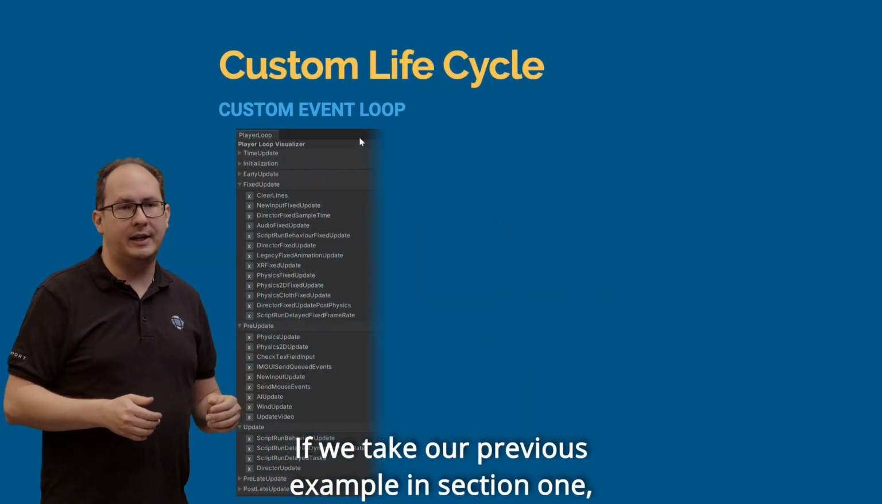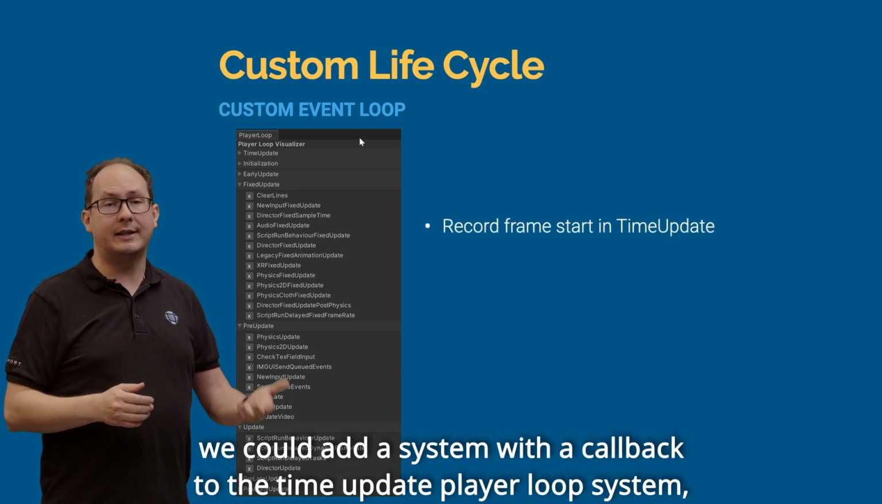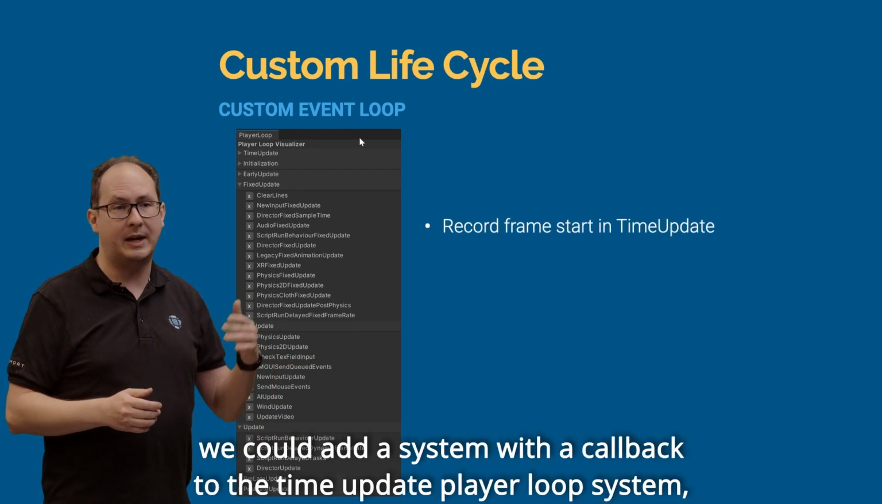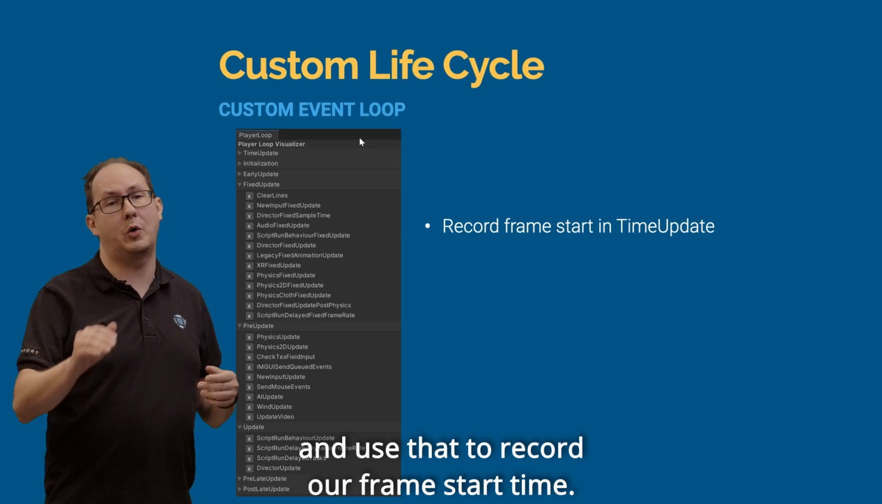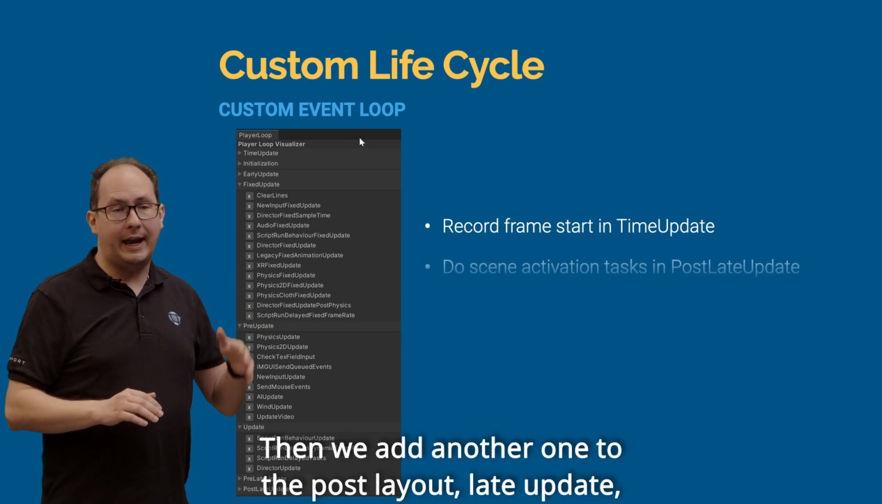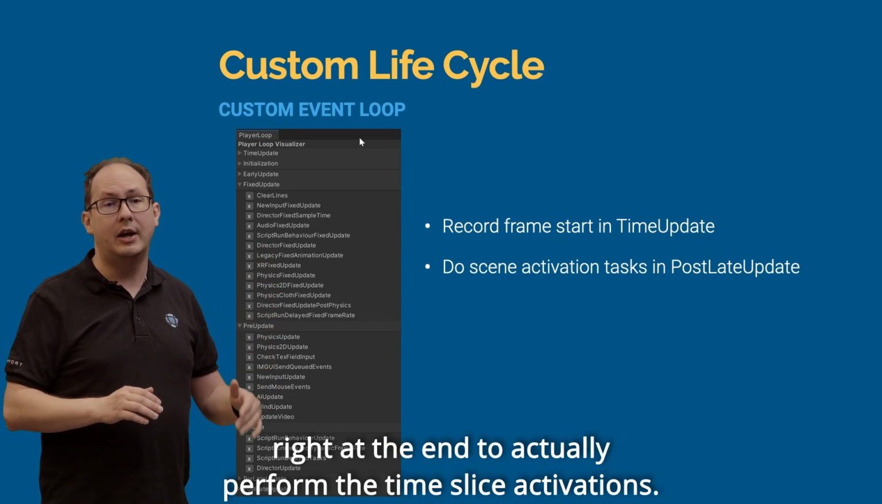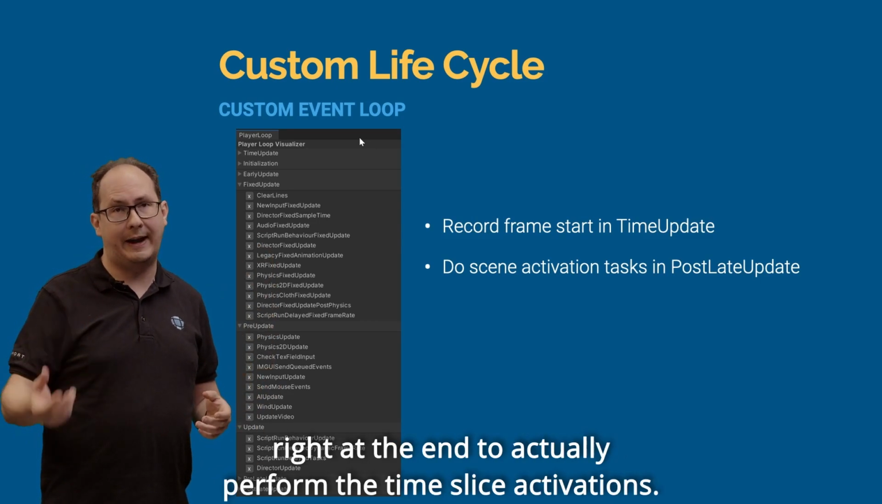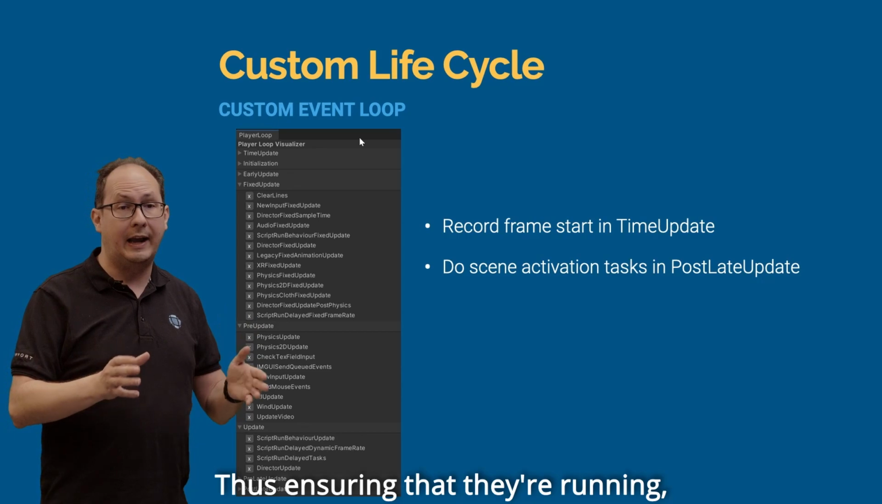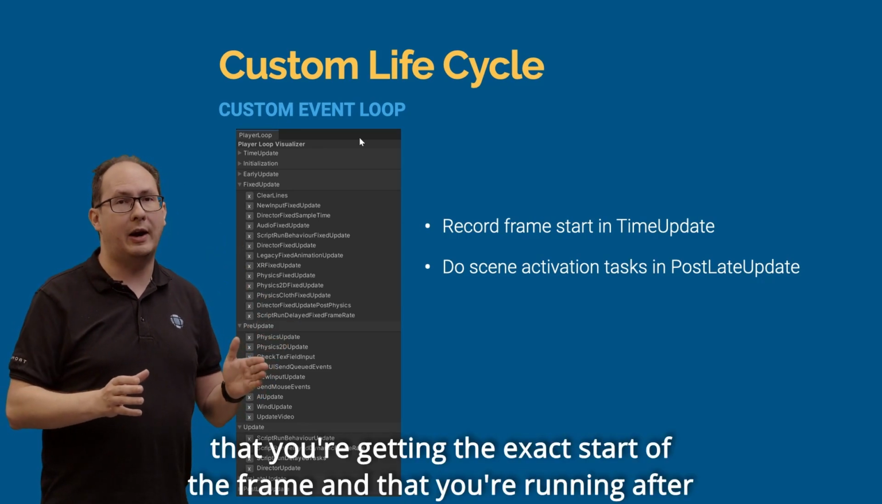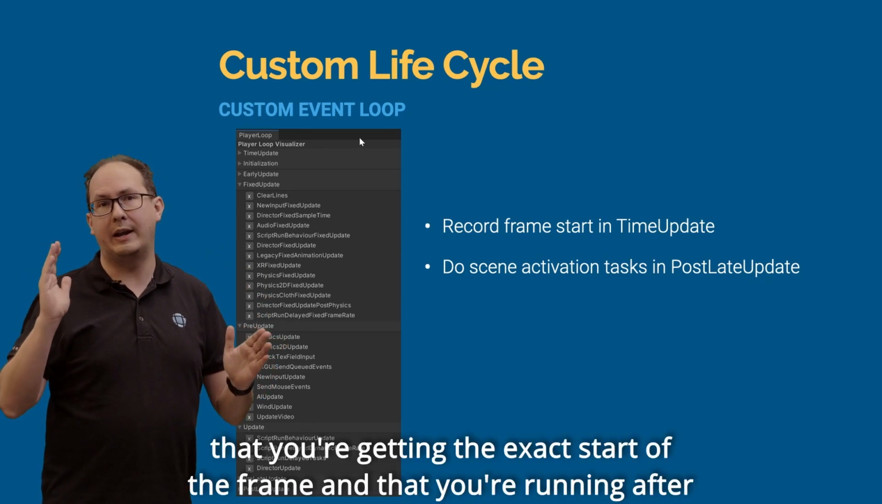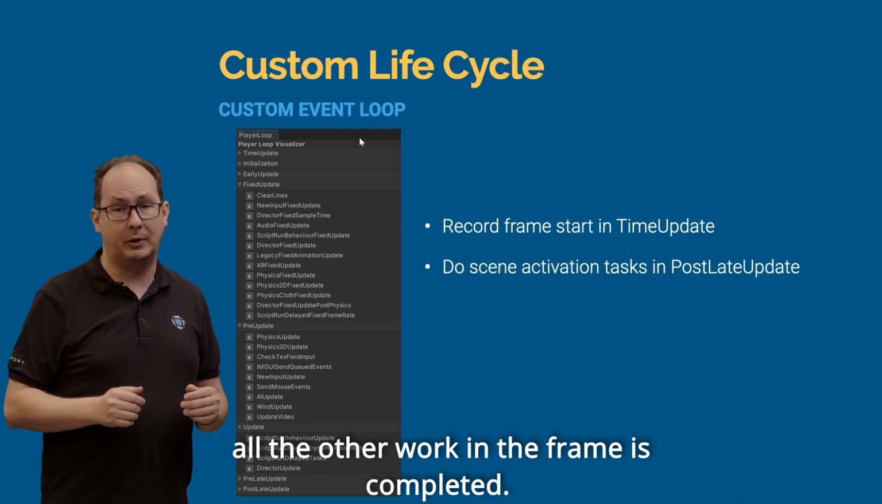If we take our previous example in section 1, we could add a subsystem with a callback to the time update player loop system and use that to record our frame start time. Then we add another one to the post late update right at the end to actually perform the time sliced activations, thus ensuring that you're getting the exact start of the frame and you're running after all the other work in the frame is completed.